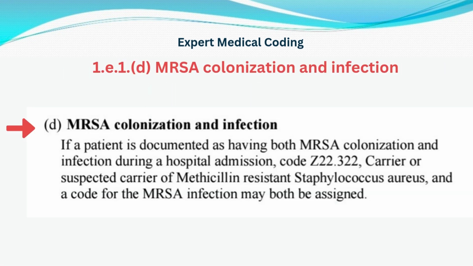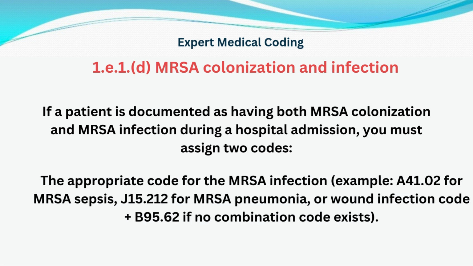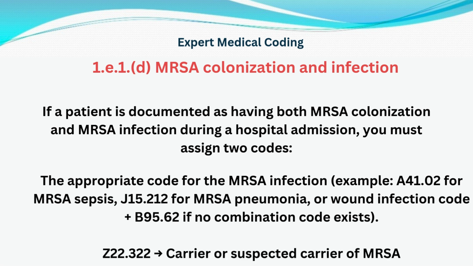Now the next guideline is about MRSA colonization and infection. If a patient is documented as having both MRSA colonization and infection during a hospital admission, code Z22.322, carrier or suspected carrier of MRSA, and a code for the MRSA infection may both be assigned. You must assign two codes. The appropriate code for the MRSA infection, for example A41.02 for MRSA sepsis, J15.212 for MRSA pneumonia, or a wound infection code plus B95.62 if no combination code exists. So you have to assign that first. After that, you have to assign Z22.322, carrier or suspected carrier of MRSA.